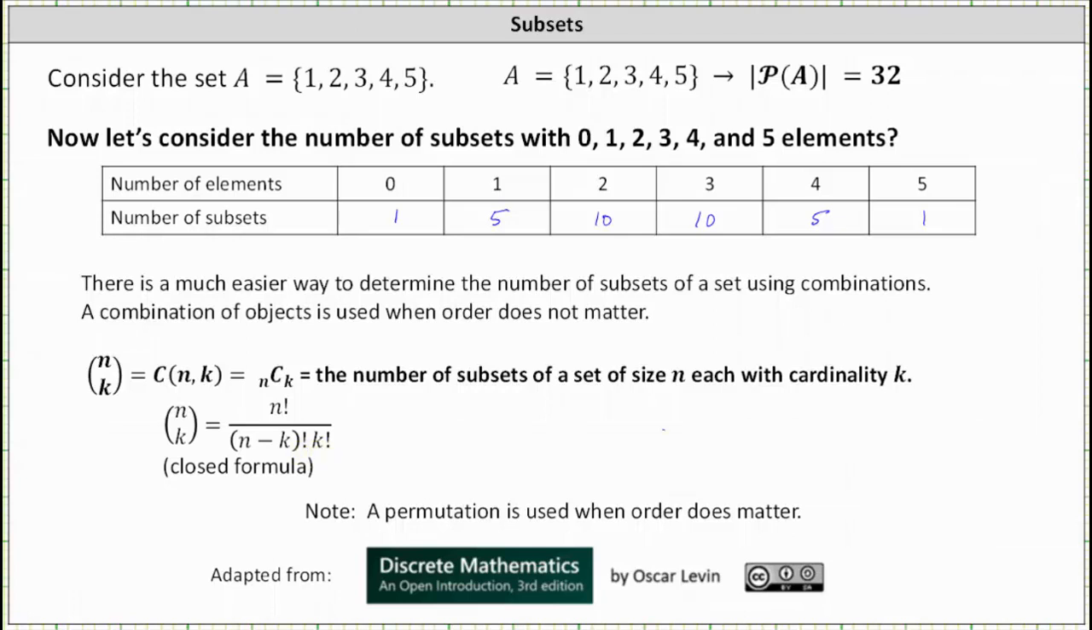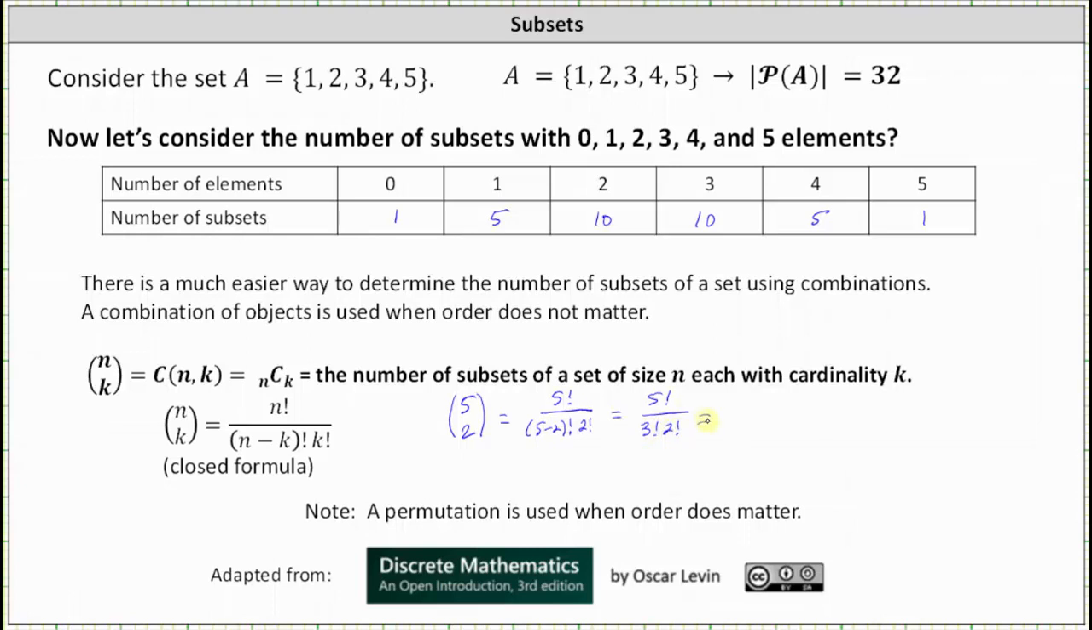Let's verify the formula by verifying that for set A, there are 10 subsets with 2 elements. Because set A has 5 elements, and we're trying to determine the number of subsets with 2 elements, we need to calculate 5 choose 2. Which means n is equal to 5 and k is equal to 2. Applying the formula, we have n factorial, which is 5 factorial, divided by the product of n minus k factorial and k factorial, which is 5 minus 2 factorial and 2 factorial. Simplifying, we have 5 factorial divided by the product of 3 factorial and 2 factorial.